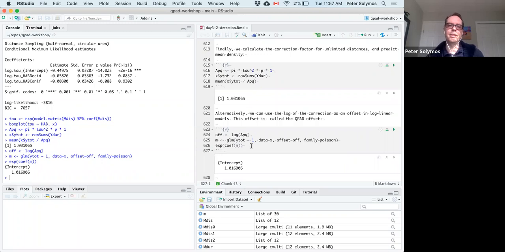So the mean density is going to be close, irrespective of whether you are using just the mean or a GLM. And the advantage is going to be that now we can specify something more than just the intercept. So for example, we can use forest cover, categorical land cover, and so on.